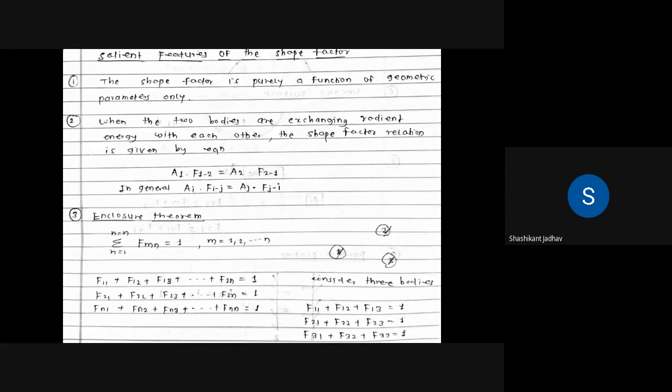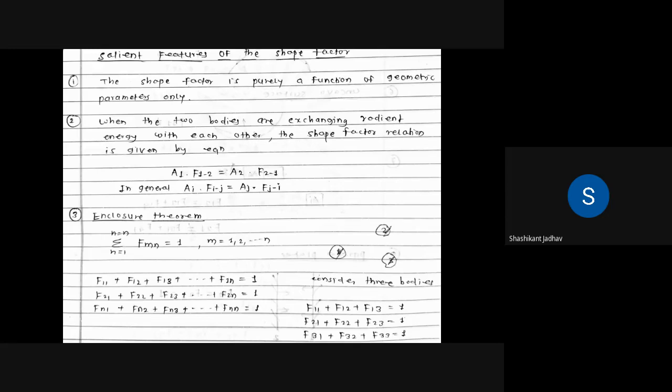So write down, consider three bodies. So for these three bodies we have to write down the equations. F11 plus F12 plus F13 is equal to 1. Okay, similarly for the second body we have to write down the equation F21 plus F22 plus F23 is equal to 1. And similarly we have to write down the equation for the third body, that is F31 plus F32 plus F33 is equal to 1. Okay, so all of you write down these three equations for the three bodies.